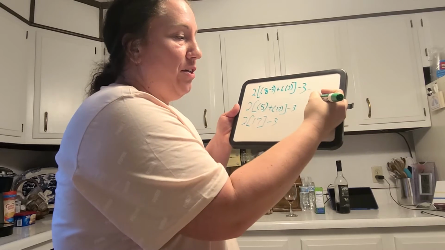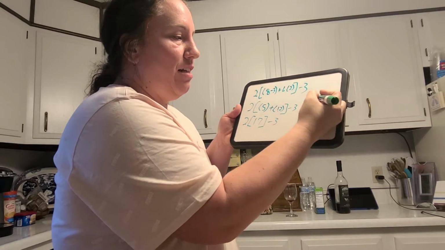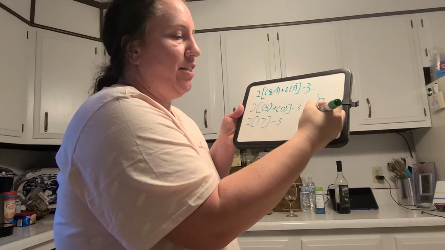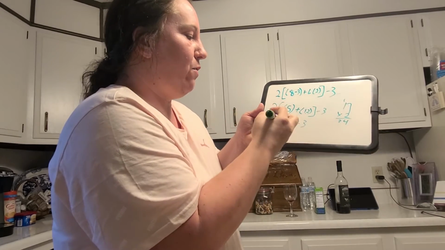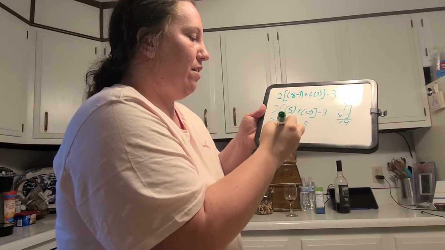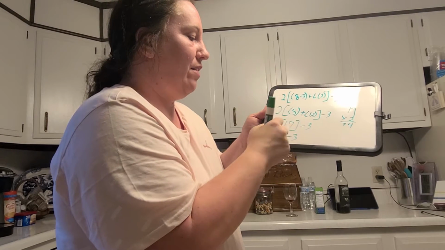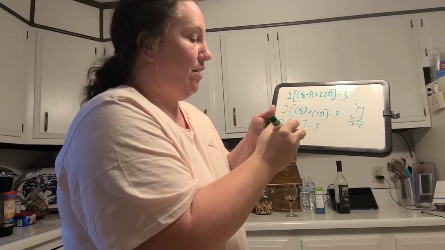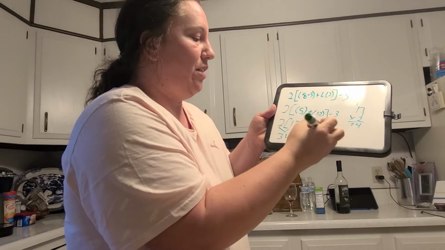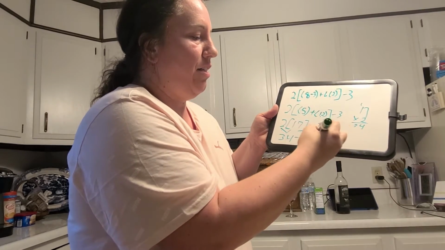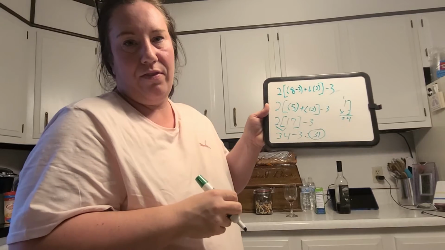So 2 times 17 is what? If you don't know, you can do this: 17 times 2, 2 times 7 is 14, carry the 1, it's 3. So that's 34. So these two are 34 minus 3. And what is 34 minus 3? It equals 31. So this is the answer of the problem.